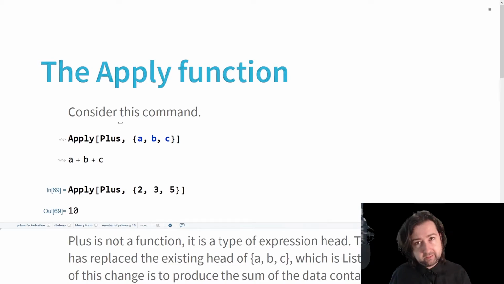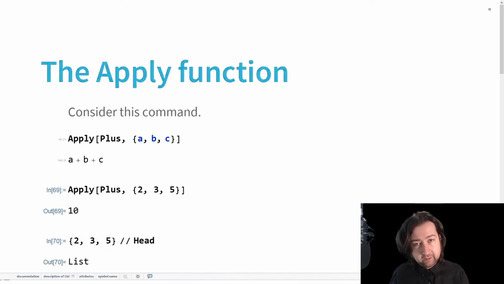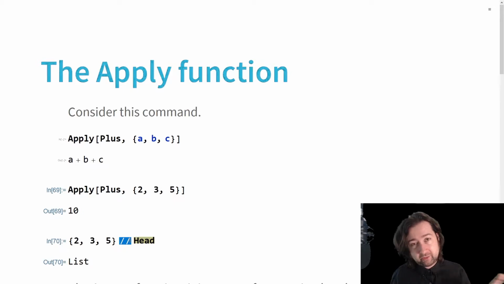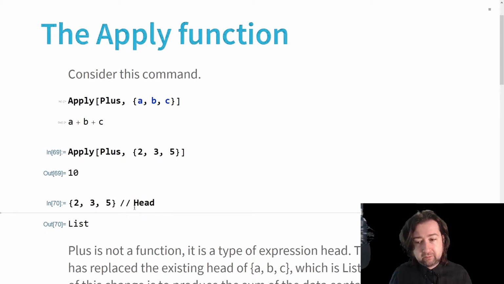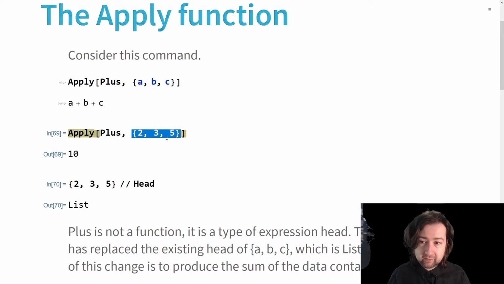Well, the object 2, 3, 5 here, remember that 2, 3, 5 is a list. So what I'm doing here with a // remember, is I'm applying a function to the previous output. We're going to talk more about this later in the lecture, but it's a good way of applying a function that you've constructed as an afterthought. So I wrote down the list 2, 3, 5. I want to know what kind of object it is. So if I // Head, it will just produce that without the need to impose brackets. So what the Apply function has done is it's taken off the head of the list 2, 3, 5 and has replaced it with plus.